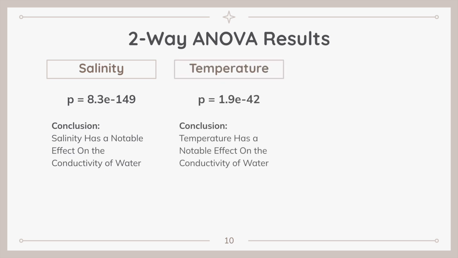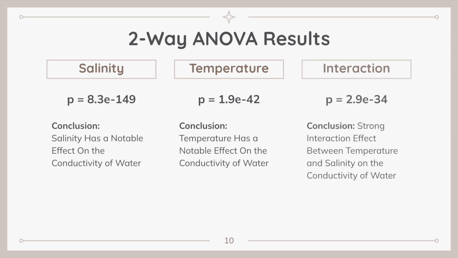We have a similar situation with our temperature, a much higher p-value but well below the threshold, and thus we can conclude that temperature has a notable effect on the conductivity of water. Finally, we can look at the interaction effect between salinity and temperature. Similarly, there's a strong interaction effect between temperature and salinity on the conductivity of water.